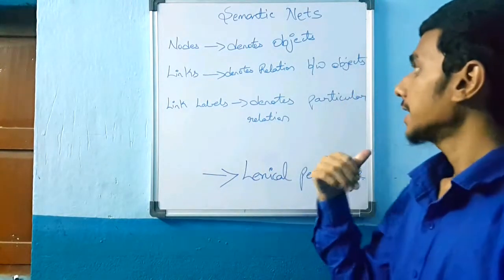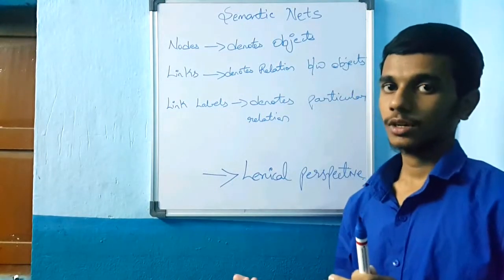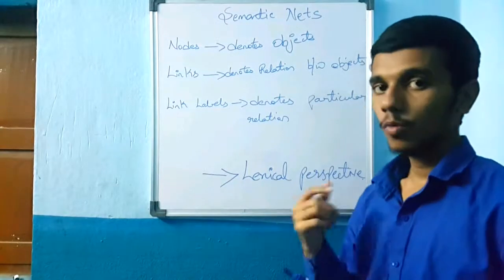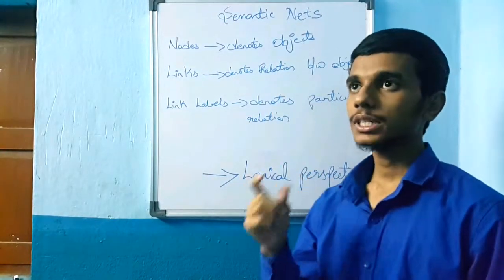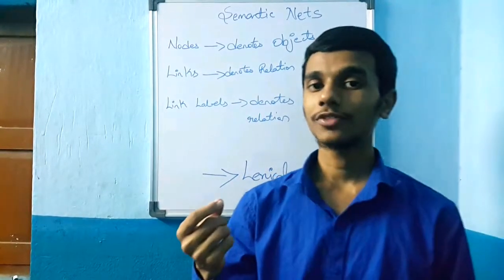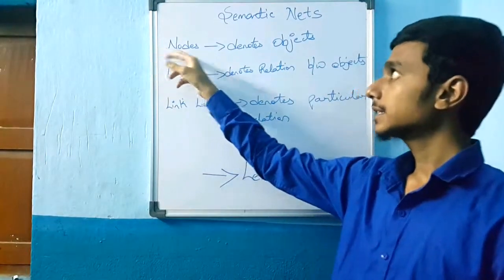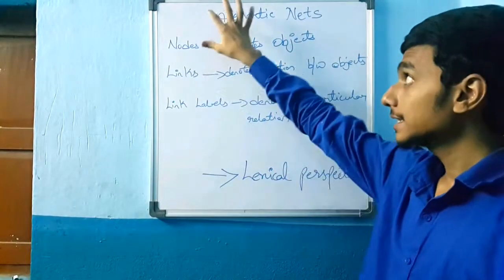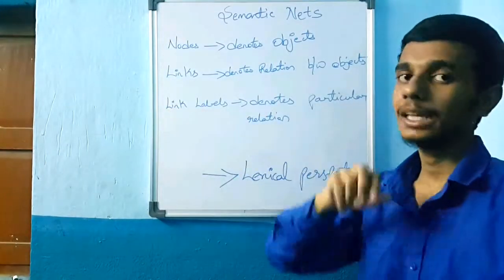First of all, a semantic net from a lexical perspective, what does it consist of? As you know, the lexical part consists of symbols, it consists of links. So listen carefully, a semantic net from a lexical perspective consists of nodes, links and link labels.